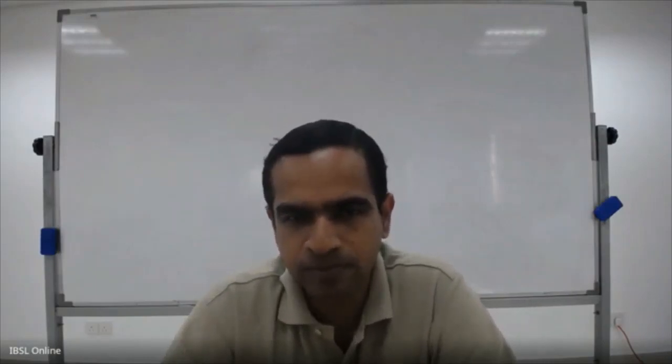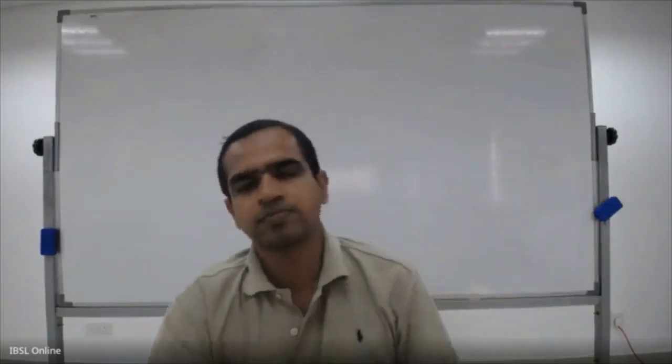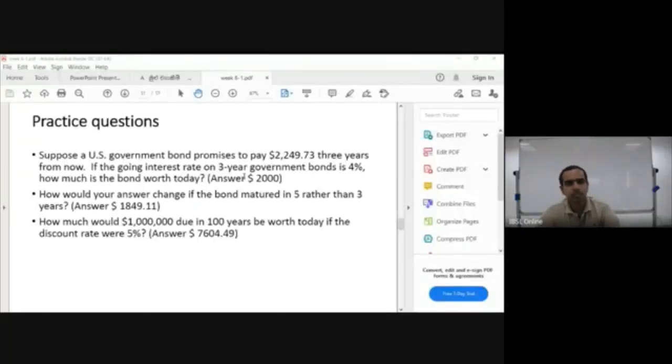Question number 1. Suppose a US government bond promises to pay 2,249.73 3 years from now, if the going interest rate on a 3-year government bond is 4%. How much is the bond worth today?